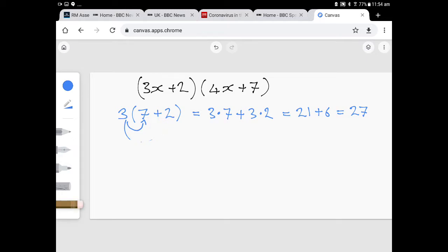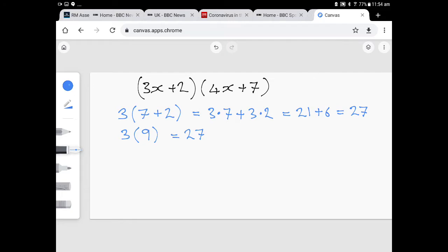Now obviously I could have done this differently. I could have said, well, let's just have a look at this 7 and the 2 and add them together. So I could also have done 3 times, well, 7 plus 2 is 9. And then I do the multiplication. 3 times 9 is 27. So you see, I get the same answer.